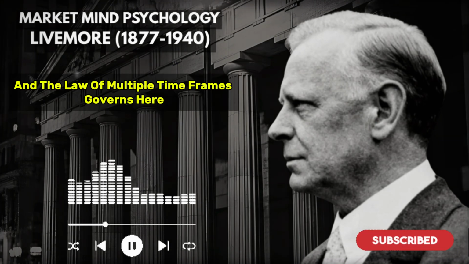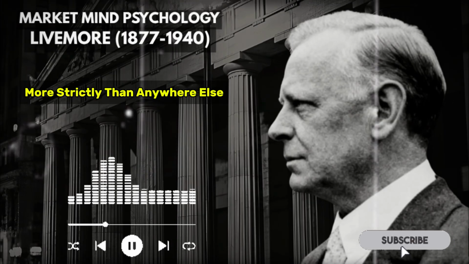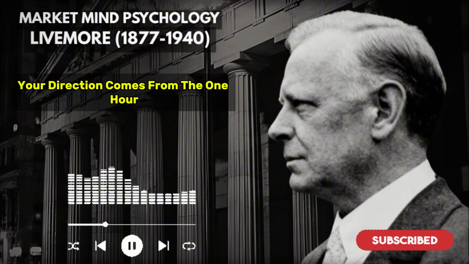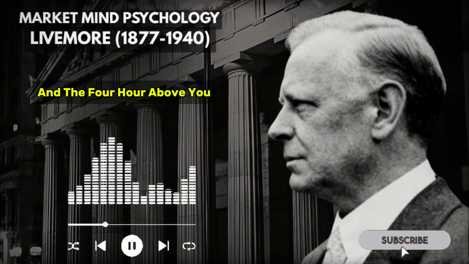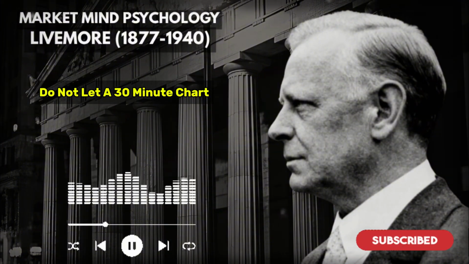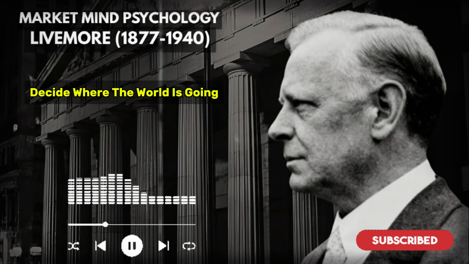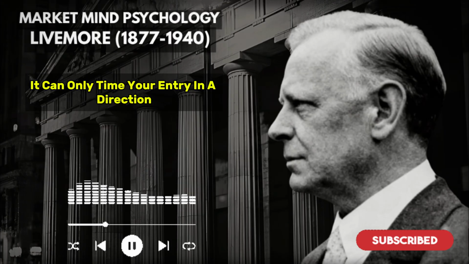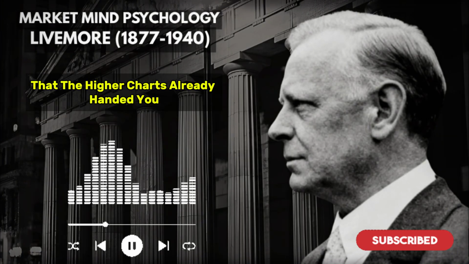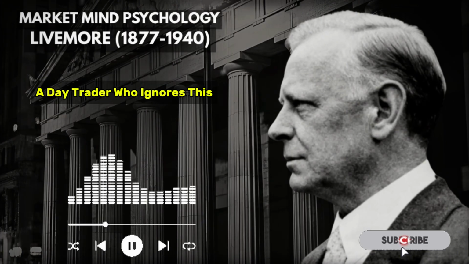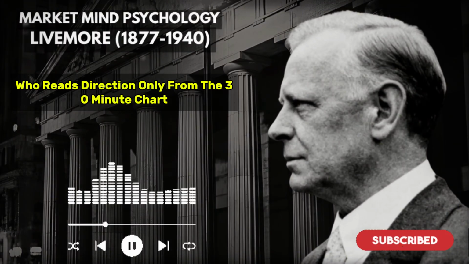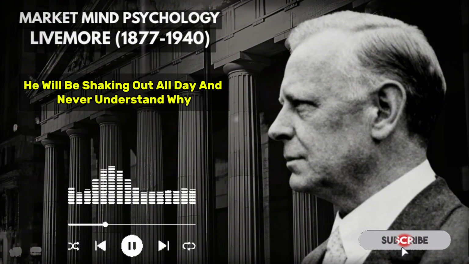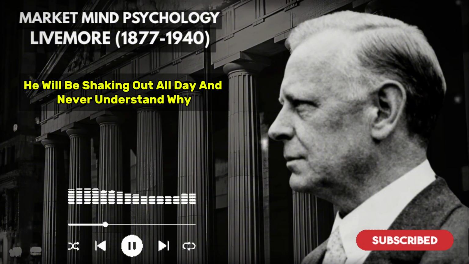And the law of multiple time frames governs here more strictly than anywhere else. On the 30-minute, your direction comes from the 1 hour and the 4 hour above. You do not let a 30-minute chart decide where the world is going. It cannot see that far. It can only time your entry in a direction that the higher charts already handed you. A day trader who ignores this, who reads direction only from the 30-minute chart, is reading the surface chop and calling it the tide. He will be shaken out all day and never understand why.